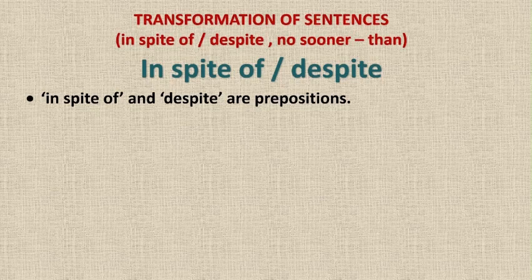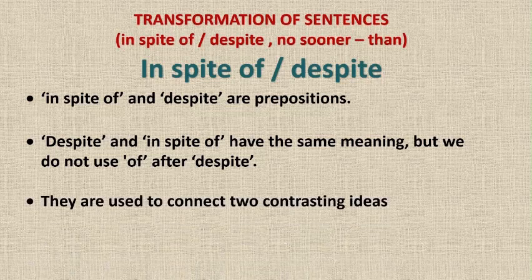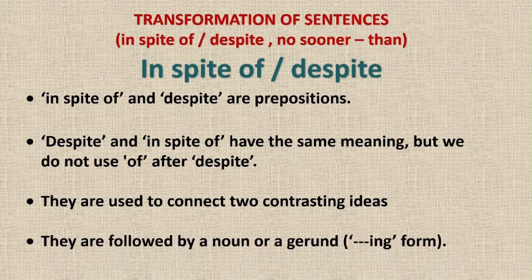Both in spite of and despite are prepositions. Despite and in spite of have the same meaning, but there is one difference. We don't use of after despite. They are used to connect two contrasting ideas, similar to though and although. They are followed by a noun or a gerund.